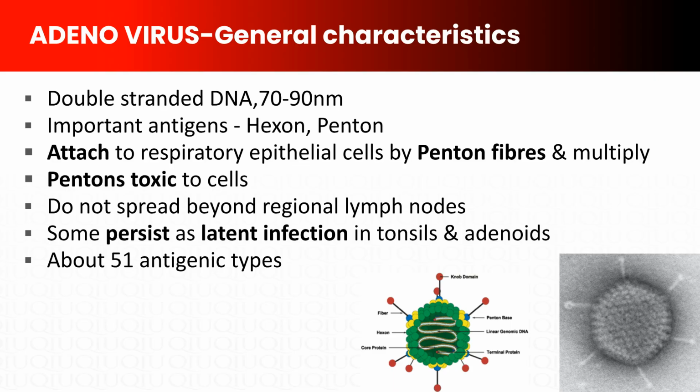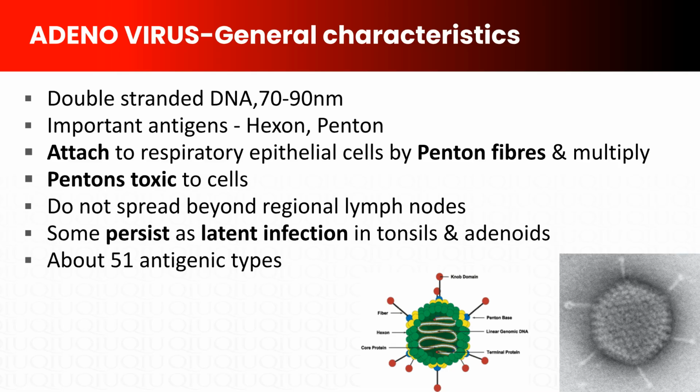Adenovirus is a relatively large DNA virus compared to rhinovirus, making it one of the few DNA viruses that commonly infect the respiratory tract. Most respiratory viruses are RNA viruses. The structure of adenovirus is complex and elegant. It has an icosahedral capsid. Hexon is the most abundant antigen and is what the immune system primarily recognizes. The penton are crucial for viral attachment to host cells, and they are toxic, causing cell rounding and detachment, even without complete viral replication, contributing to cell damage.